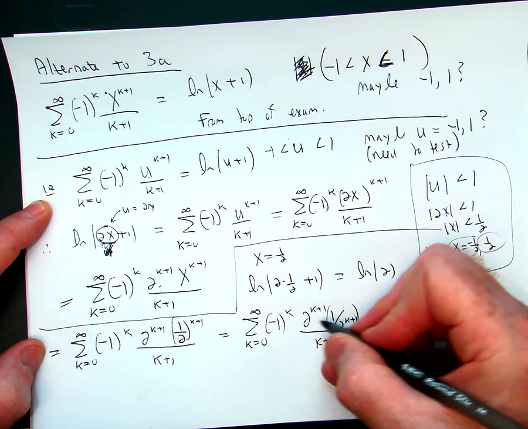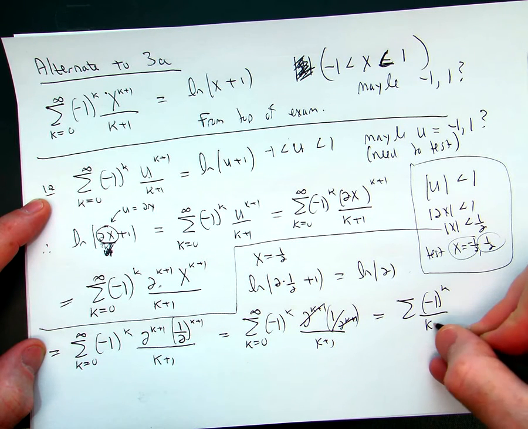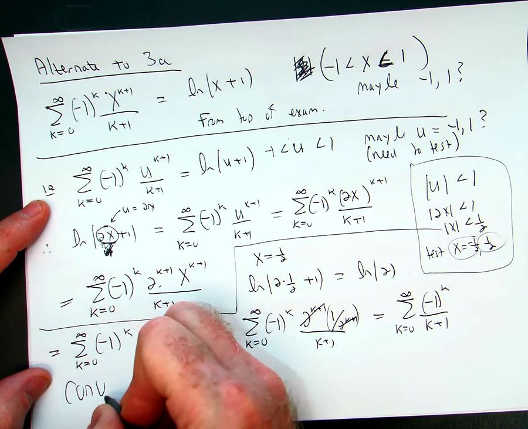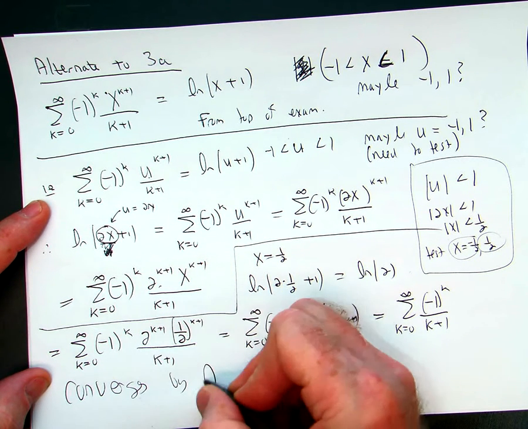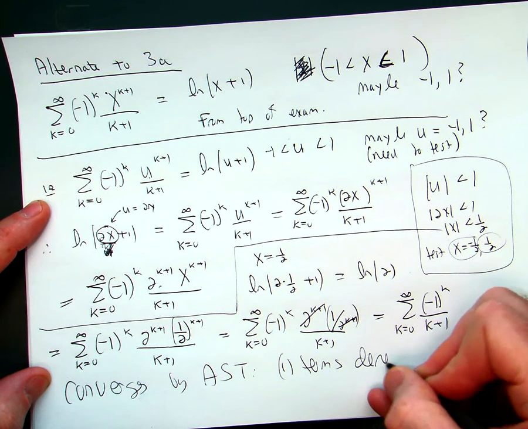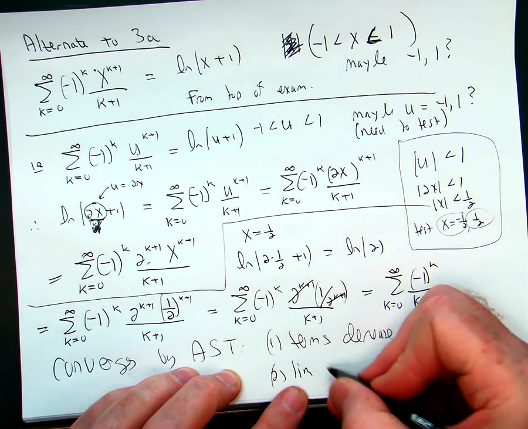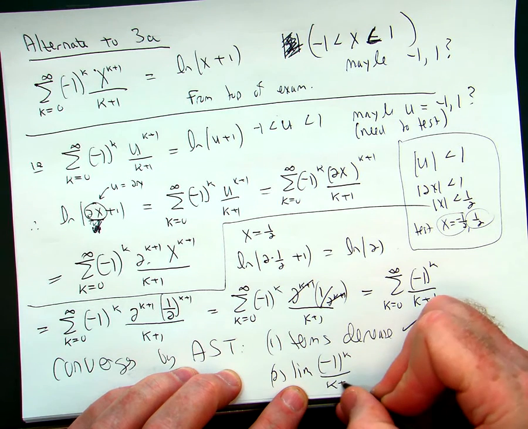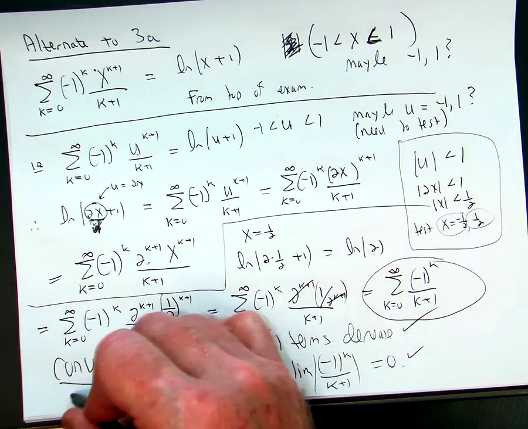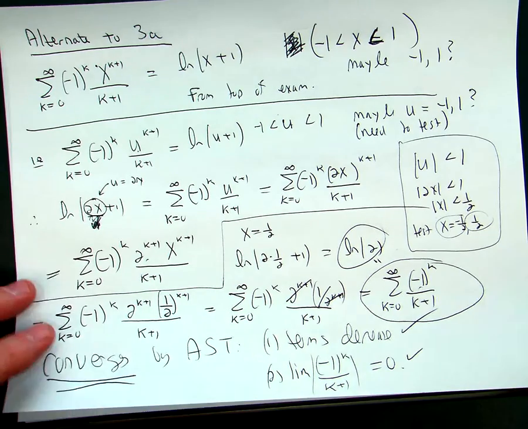So I distribute this exponent. These cancel. And I'm left with the summation of minus 1 to the k over k plus 1, k equal to 0. And this converges by the alternating series test. The terms decrease. That's pretty clear if you go ahead and do it. And then this limit, minus 1 to the k over k plus 1, is equal to 0. So this converges, and it converges to log 2. So that's what the log 2 is. We saw that before. So we know that it converges here.